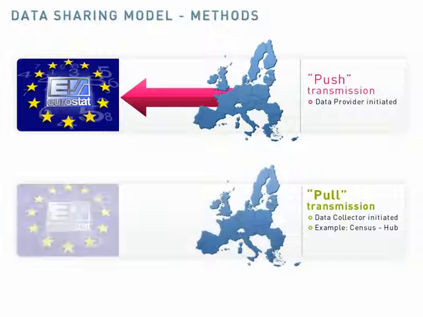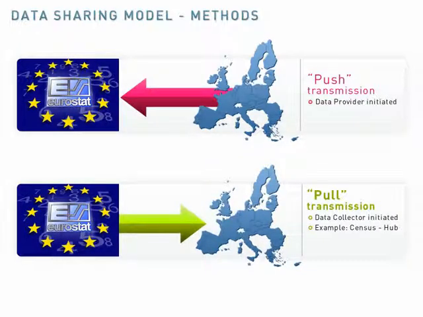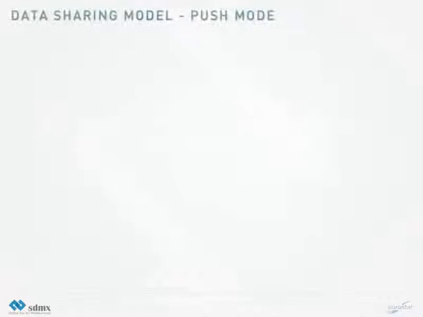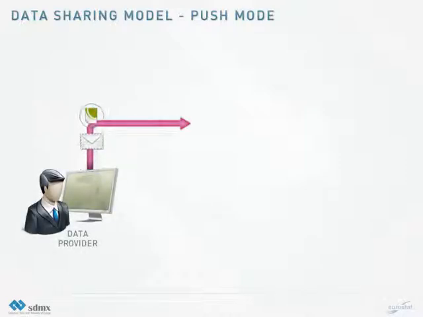In pull mode, the data collector initiates the data exchange by fetching or pulling the data from the data provider. The pull method has the advantage of reducing the reporting burden to European and international organizations. In fact, a data reporting organization publishes data only once and lets their counterpart pull data and related metadata as required.